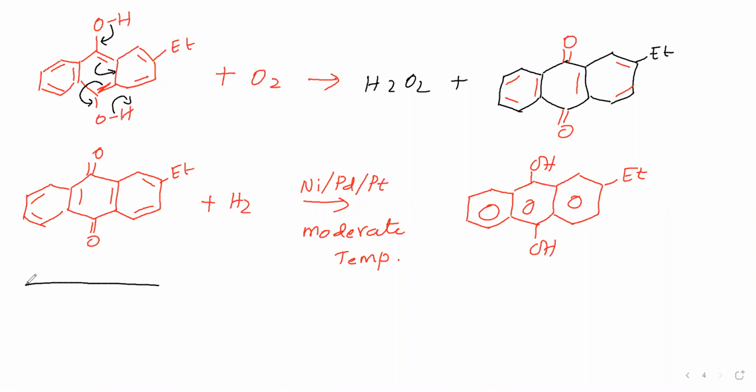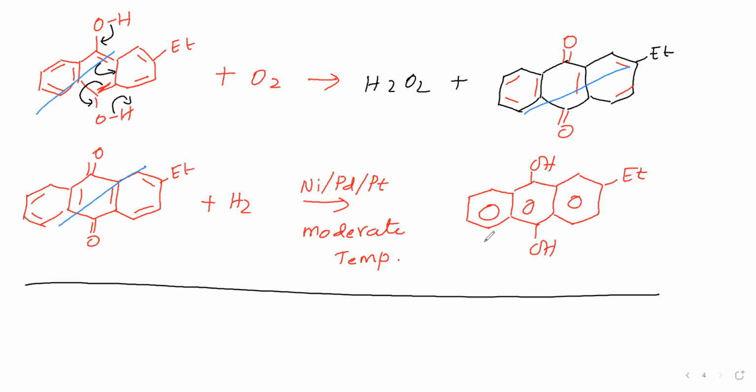What is a net reaction in this one? That we'll see. Now what is getting cancelled? 2-ethyl anthraquinone is getting cancelled, and 2-ethyl anthraquinol is getting cancelled. So what is remaining? This hydrogen plus this oxygen and a catalyst nickel, palladium, platinum, moderate temperature, we are getting hydrogen peroxide. So the net reaction says that hydrogen combines with oxygen in the presence of catalyst to give hydrogen peroxide.